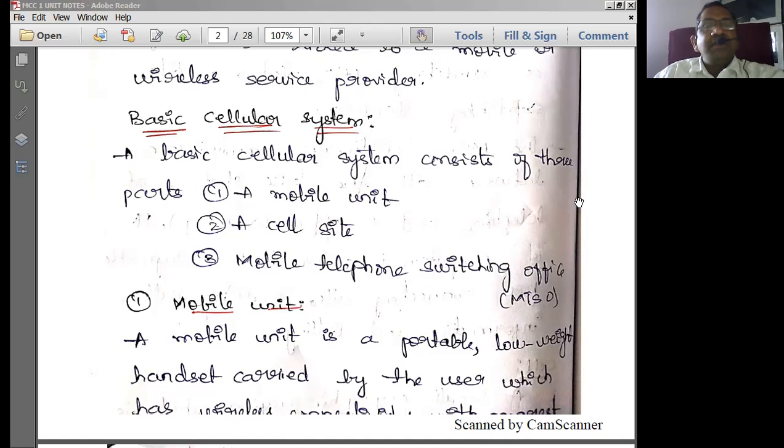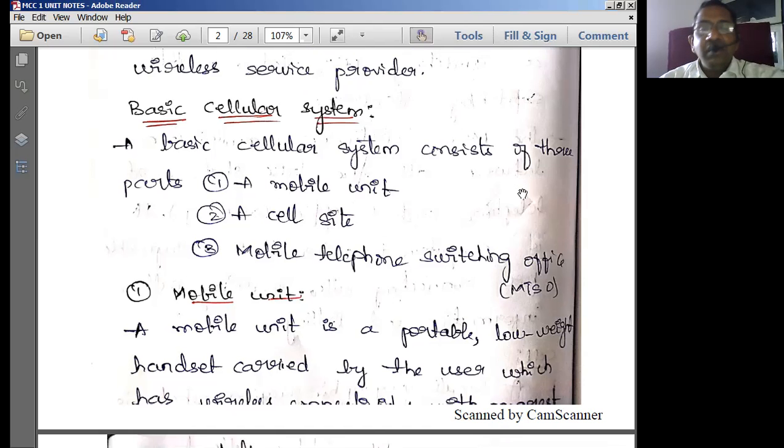Now, every basic cellular system consists of three basic units. What are they? They are the mobile unit, the cell site, and the MSC, mobile switching center, which can also be called a mobile telephone switching office, MTSO. Now, what is a mobile unit? The mobile unit is nothing but a portable electronic device, a low power handset normally carried by the user, used to have wireless communication between the mobile unit and the cell site.